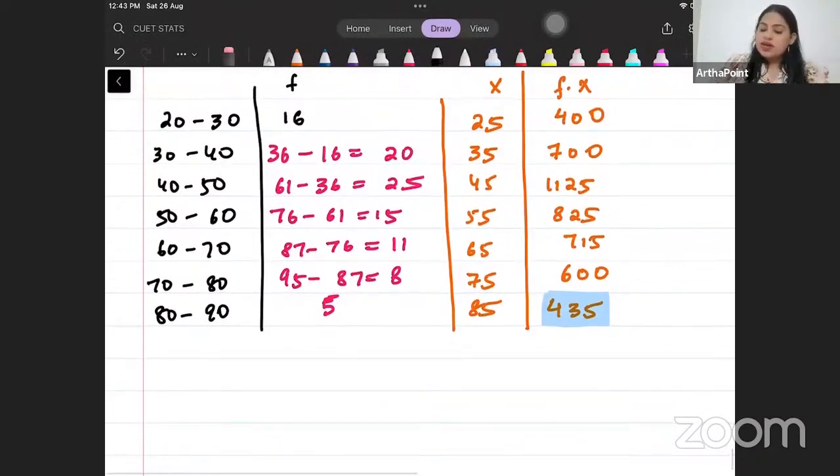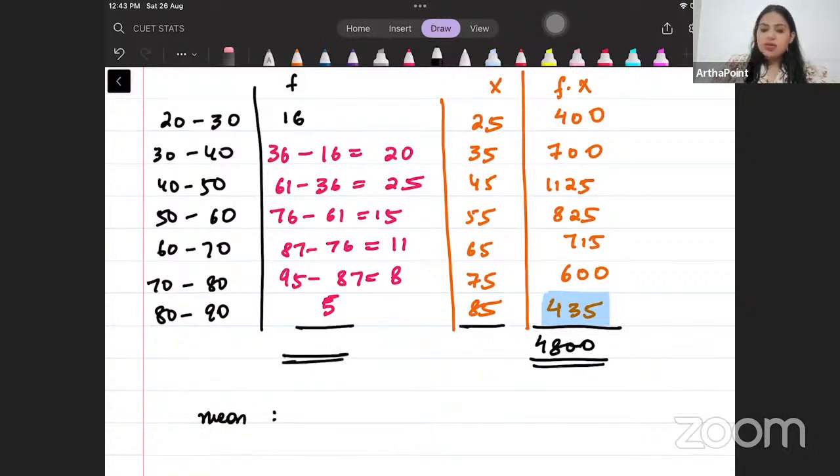Right? So again, you can just add this together and you will get 4800. So beta, your mean will be, just add this also together, and this will come out as 100. So mean will be 4800 divided by 100. That means it will be 48. That will be the mean.